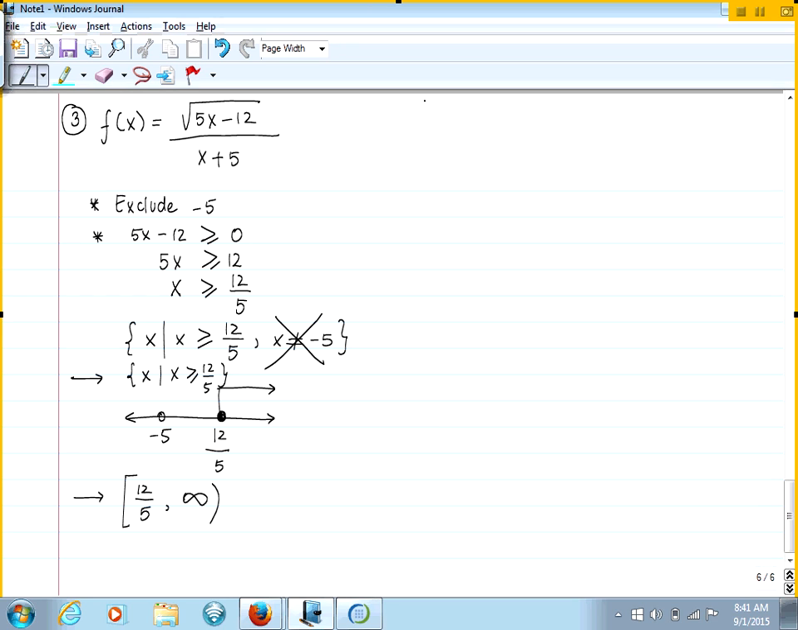Now, I have 5 minutes, right? Okay. What I want to do, is it f, g, or what? The next one. Is it f? F, yes. Sum, difference, product, and quotient.